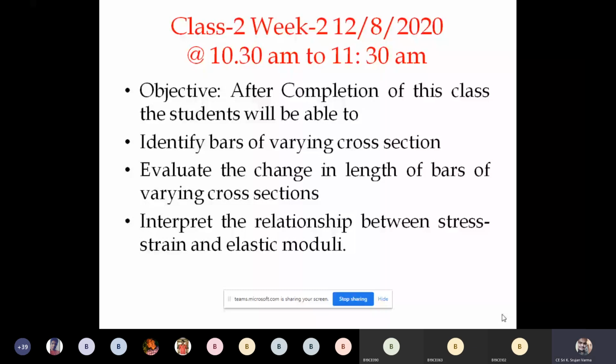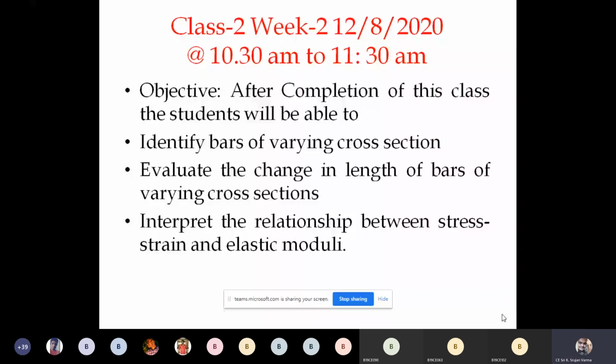Now coming back to today's session, the main objective of today's session. After completion of this class, you should be able to identify the bars of varying section. What exactly is a bar and what are the bars of varying cross section? Next, you should be able to evaluate the change in length of a bar of varying cross section, and interpret the relationship between stresses, strains, and elastic moduli. So these are the main topics which we are going to discuss in today's session.